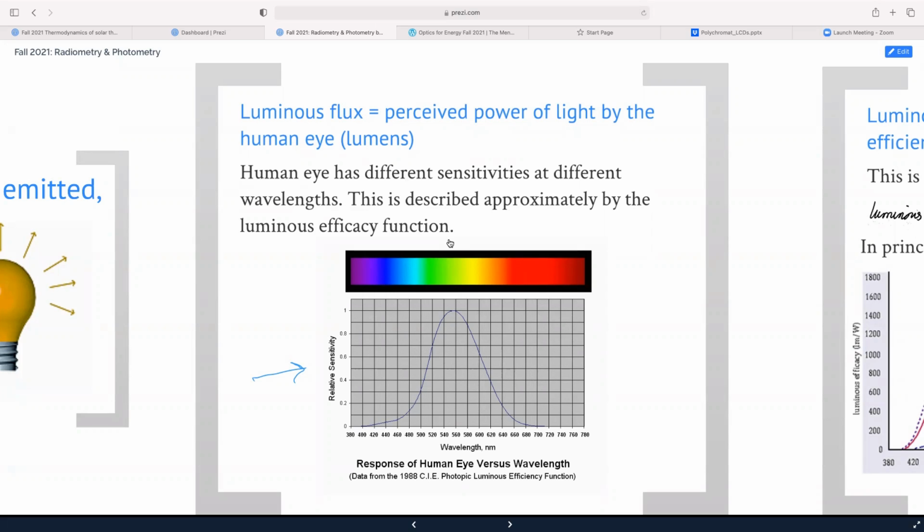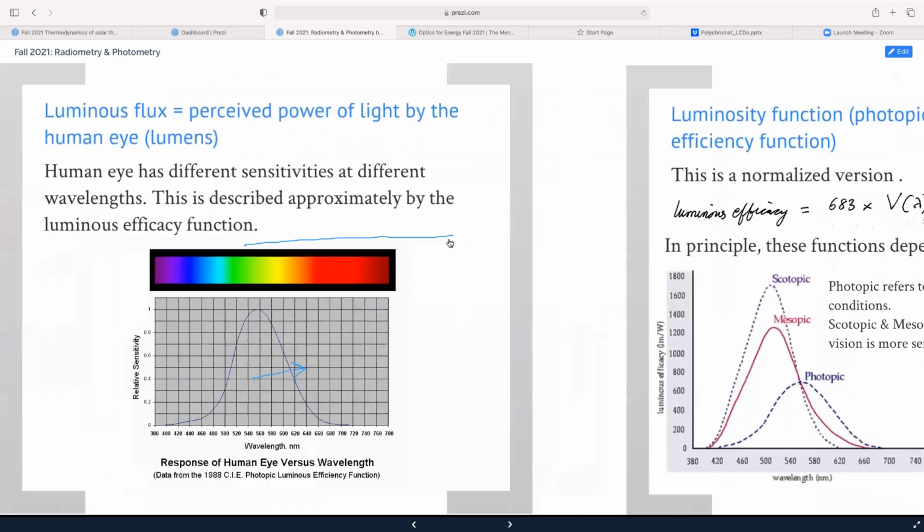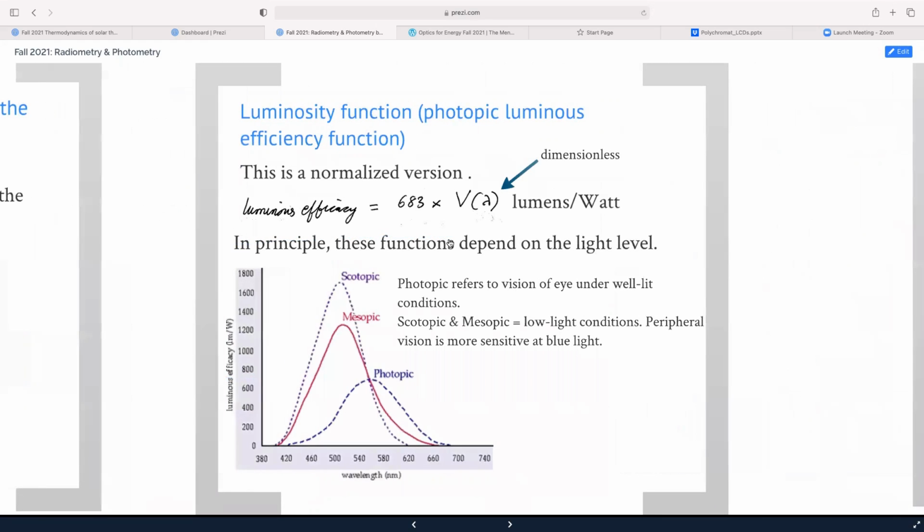So this function, which is plotted here, is also called the luminous efficacy function. And of course, to go between one and the other is simple. If I have a spectral response of a source, I can simply take this luminous efficacy function and multiply it by the spectrum of the source. Then I will get the response of the eye, because I have something from the source multiplied by the response of my eye will give me the total response. So I think it's relatively straightforward.